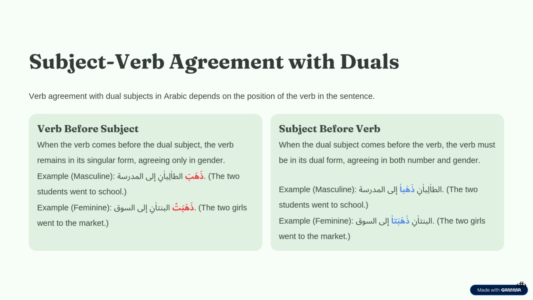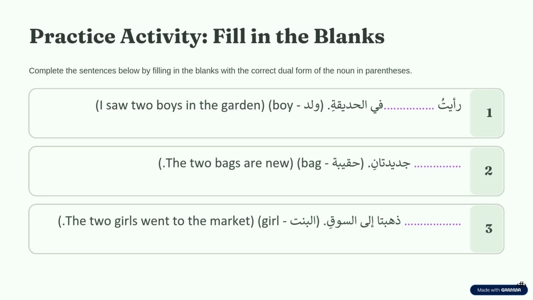You know, if you're saying طالبان, that's masculine, you're saying ذهب. But if you say البنتان, then ذهبت. So the gender is always respected and never ignored. But the number, it's flexible. It can be ignored if the verb comes in the beginning. That means the verb will always be in singular if it comes in the beginning of the sentence. So that is all for today about the dual, and that's pretty much everything you need to know about the dual. Now let's have some practice.